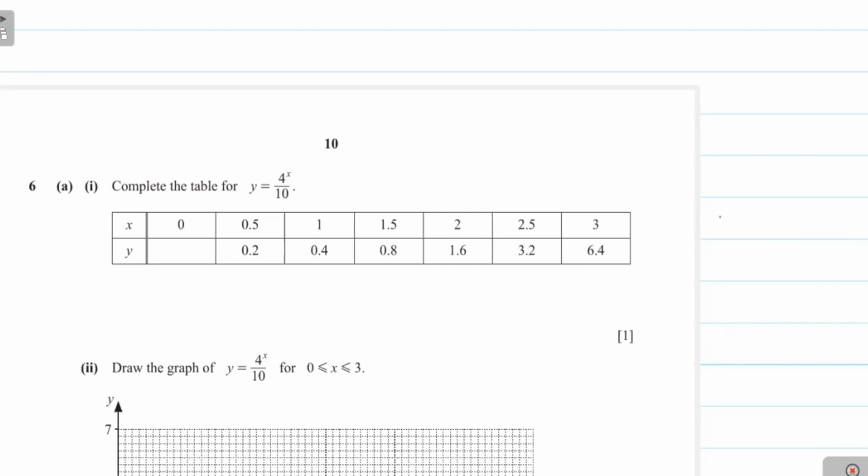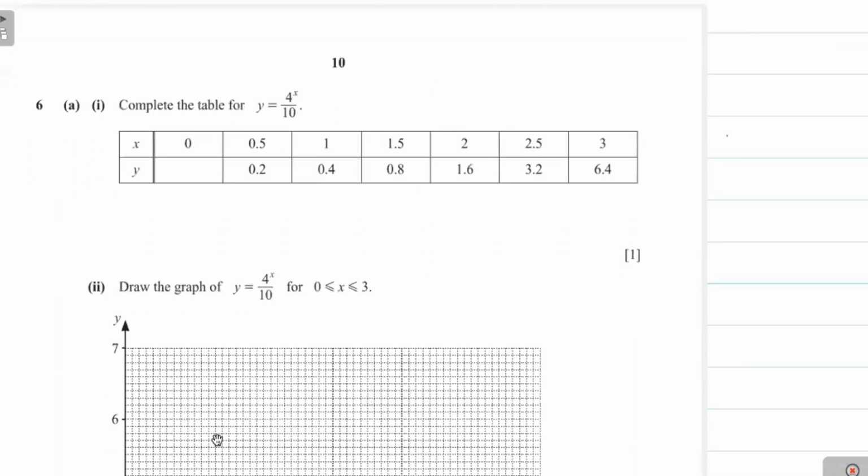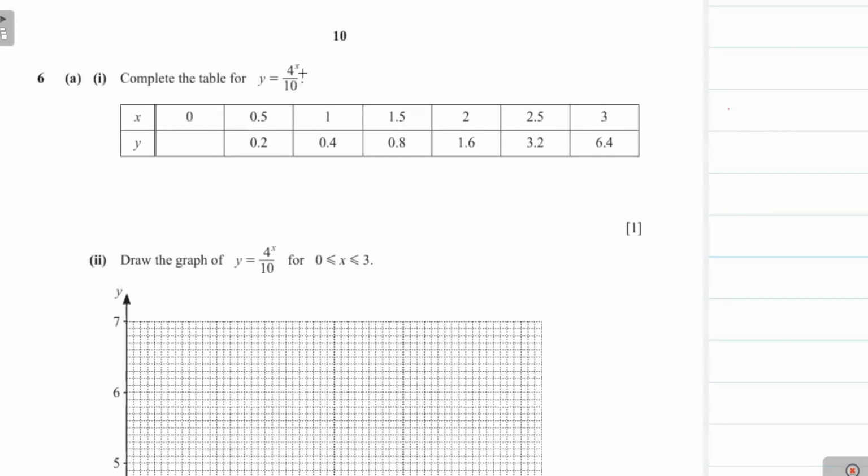Question number 6, part A. Complete the table for y equal to 4 power x over 10. Now you see here the value of x is 0, and we have to find the value of y. If we take the value of x as 0, we write 4 power 0 over 10, and this will be equal to 1 over 10, and this value is equal to 0.1.